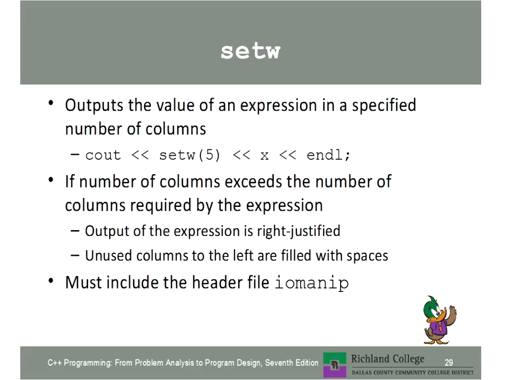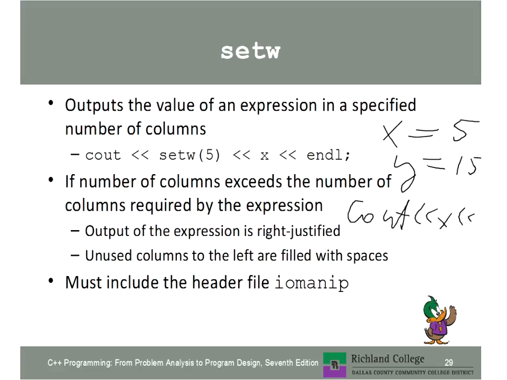Now when we are printing something out onto the screen, let's say we have x equals 5 and y equals 15, and we just want to print it out. If you just do cout x and then y, what that's going to print out is 515. So there's no space in between.